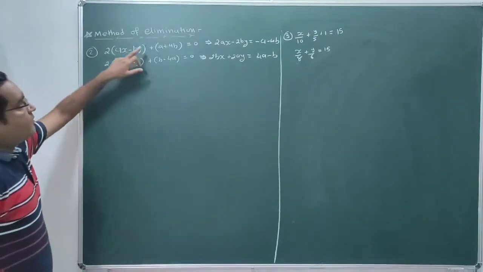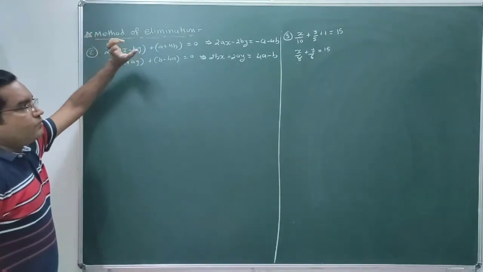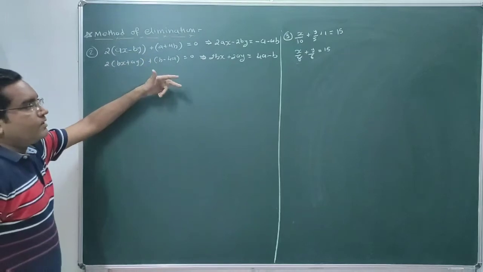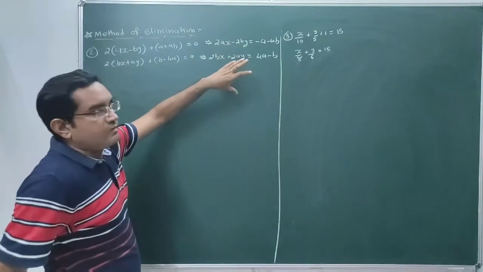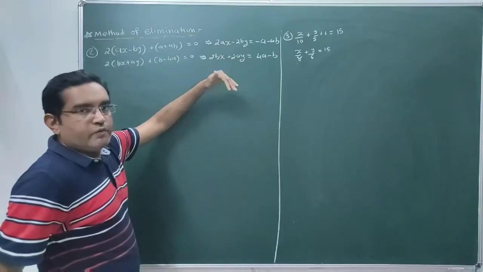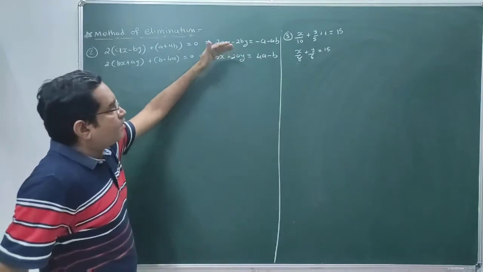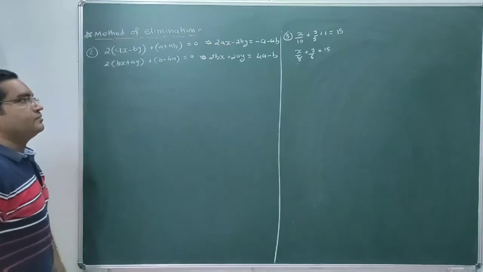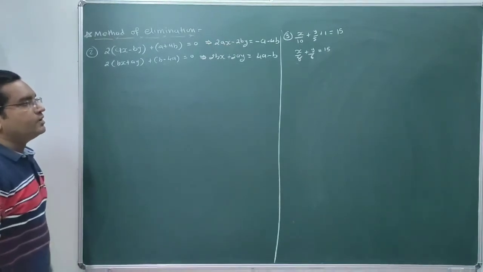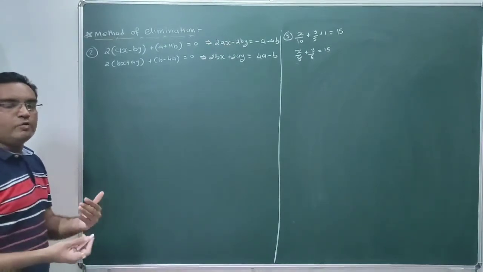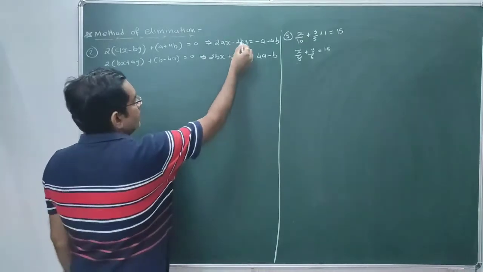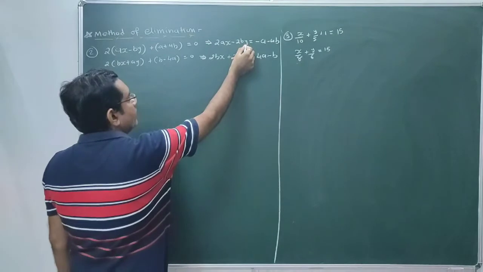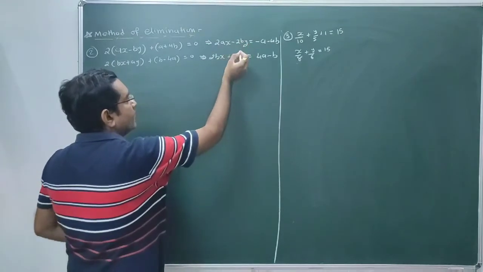Now what do you have to do for the method of elimination? For the method of elimination, we have to make the coefficients of variable x or variable y equal, and then you have to perform addition or subtraction. So either one variable will be eliminated. For that we have to consider variable x or variable y for elimination. So here the coefficient of y has a plus and a minus sign.